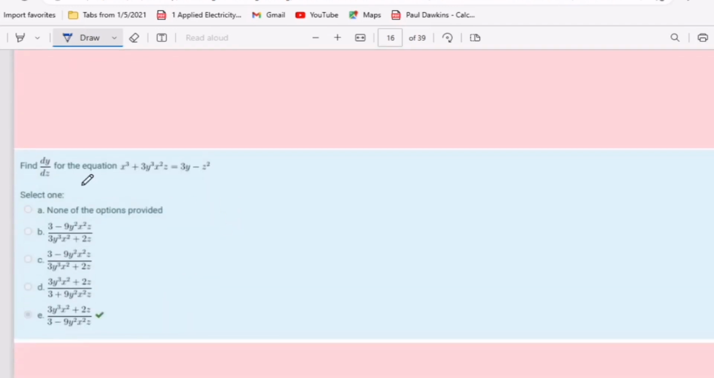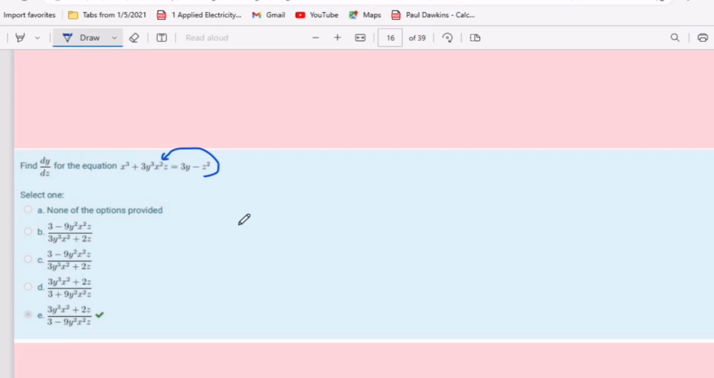With this, it's asking us to find the dy over dx, or for the equation of this. Let me tell you something. What you must do now is that first, when they give you this, you must send all this here and equate it to 0. So you are going to send all this. So it will be x cubed plus 3y cubed x squared z minus 3y plus z squared.